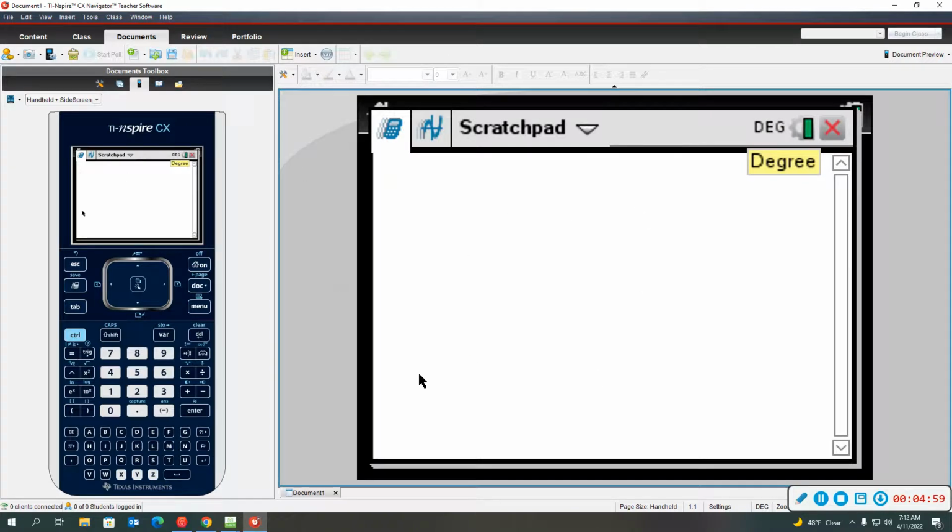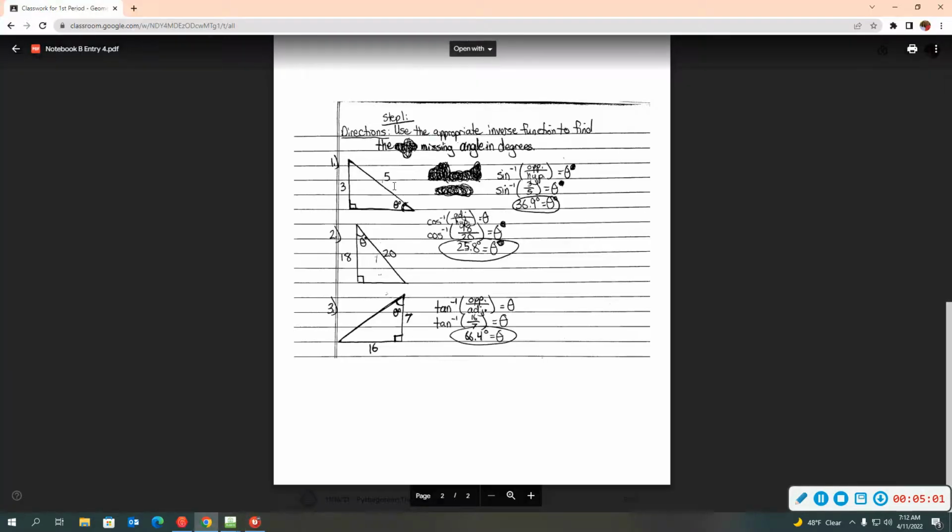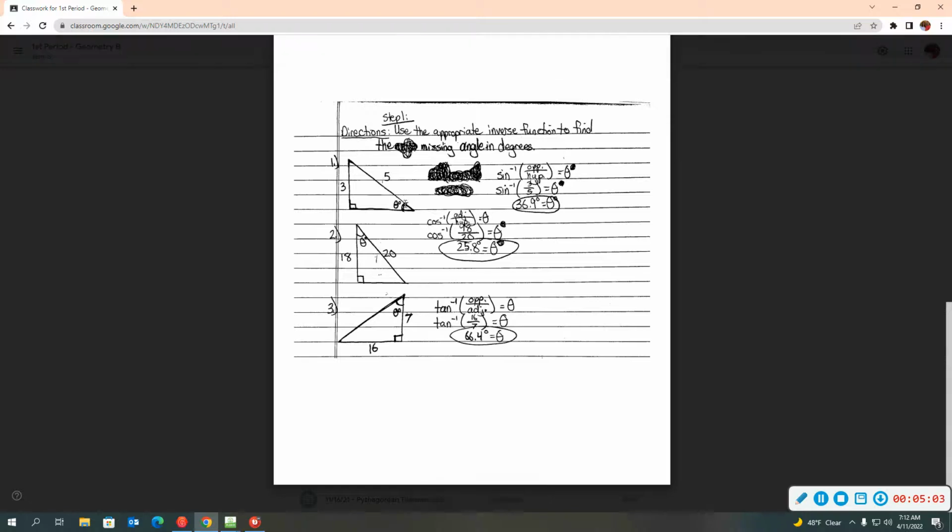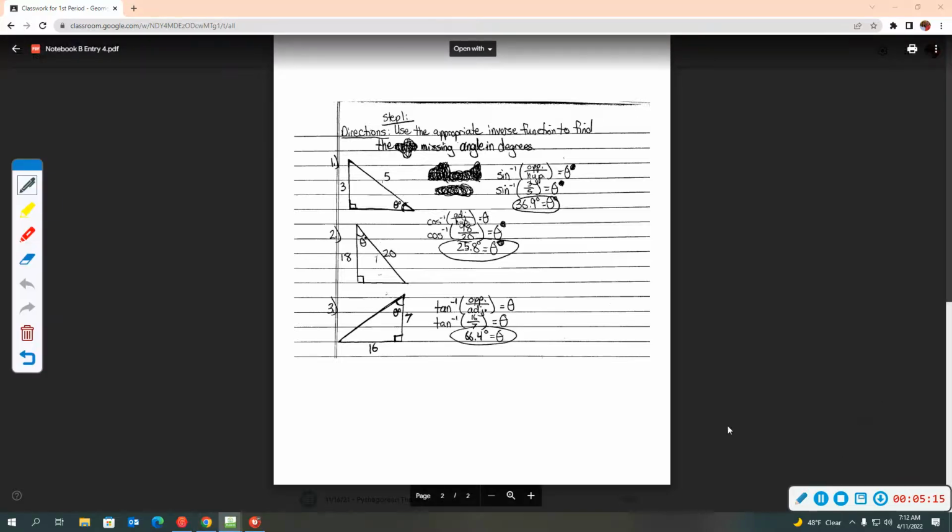So now that I know my calculator's right, let's look at this. I'm given a right triangle and I know two sides. And what I want to find first is this missing angle. So I have to use inverse trigonometry. And how I know what to use is by labeling my sides as either opposite, adjacent, or hypotenuse.